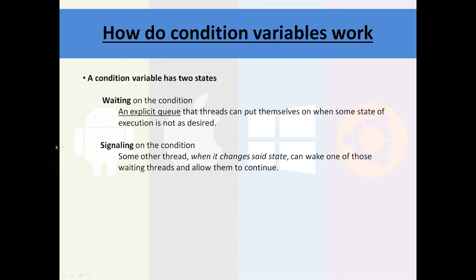All right. And then the other state that can exist is one called signaling, or signaling on the condition. Now, some other thread, when it changes said state, can wake one of those waiting threads and allow them to continue. So some other additional thread that isn't waiting, that's currently being processed, can change the condition variable's value, or change the state, and wake one of those waiting threads and allow them to continue. We'll see how this works in a couple examples to follow.